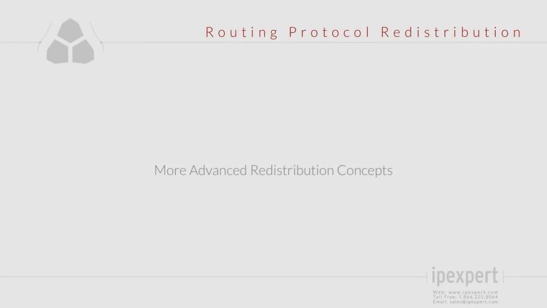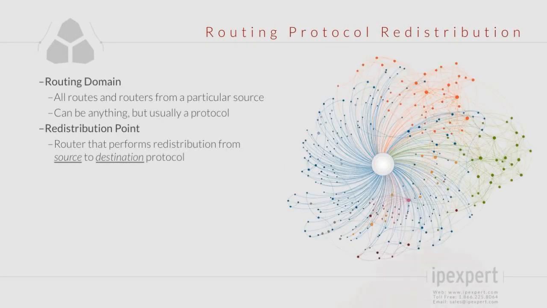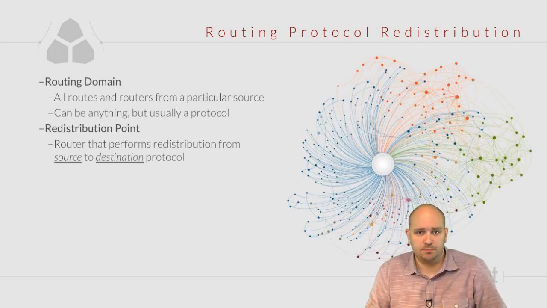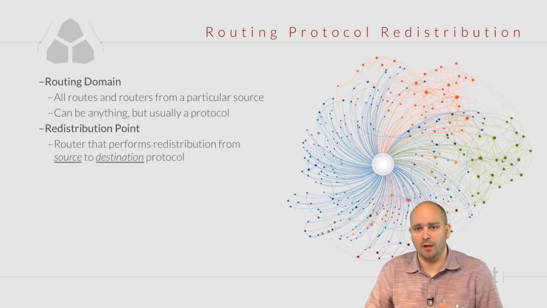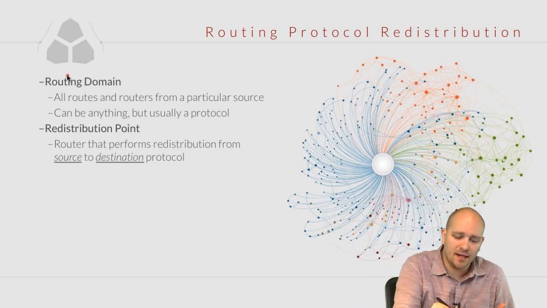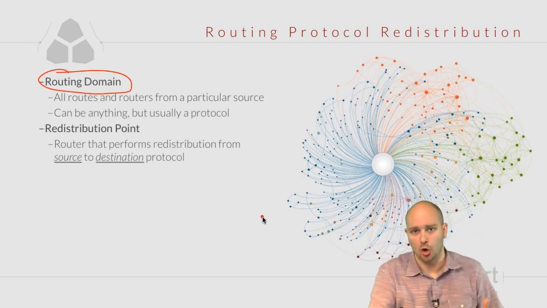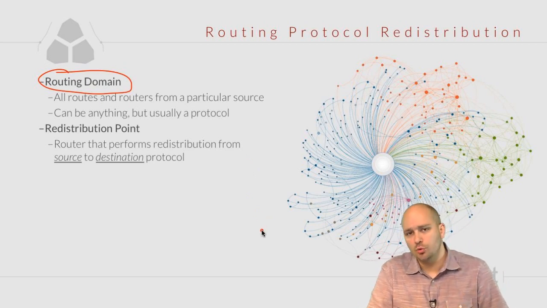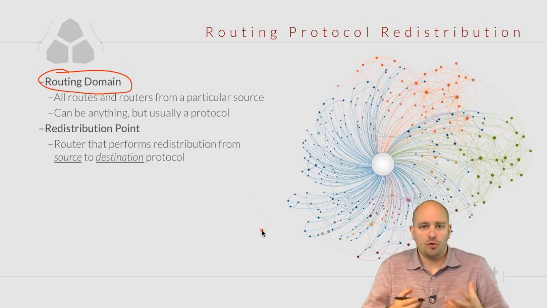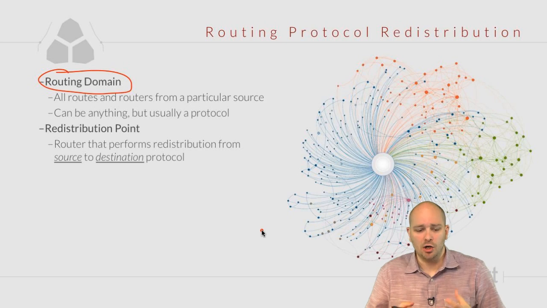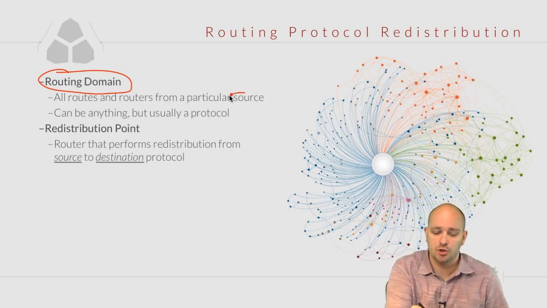Let's now take a look at some of the more advanced redistribution concepts. Now, these are not going to be too advanced, but they are important to understand. The first thing that I want to talk about is something that I like to call a routing domain. Now, when it comes to redistribution, all routes that are being redistributed are coming from a particular source.